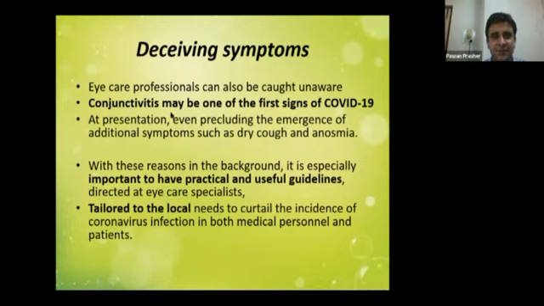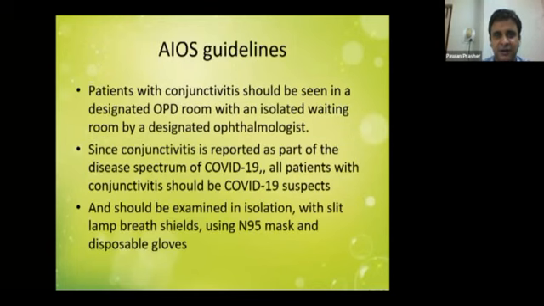And the deceiving symptom, as I mentioned: we may be caught unaware, because conjunctivitis may be one of the first signs of COVID-19. With these reasons in the background, it is important to have practical and useful guidelines tailored to local needs. We have guidelines from the American Academy and different societies. The All India Ophthalmological Society has come out with its own set of guidelines, which has recently been published in one of the issues of IJO. I believe there are a lot of students on the panel listening right now, and it's very important you go through all those guidelines.